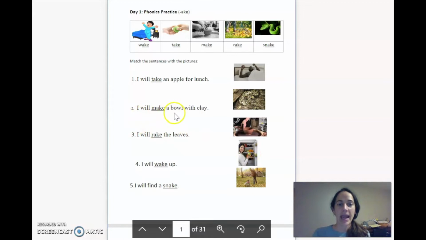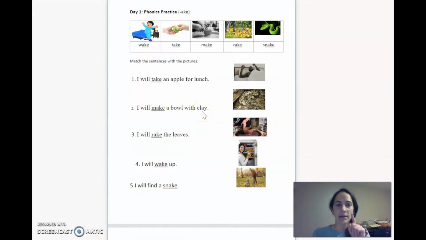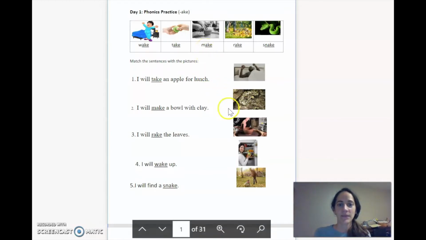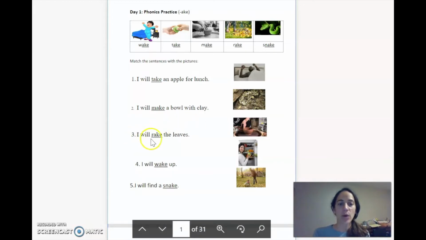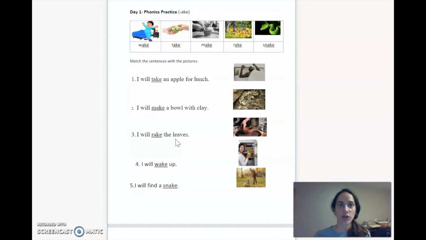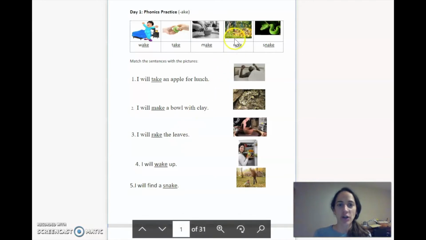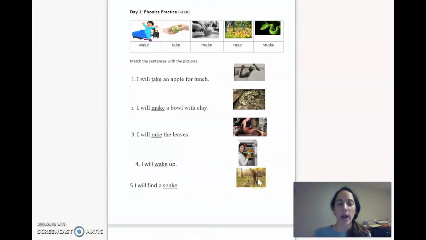Number 2. I will make a bowl with clay. You read it. Which picture shows someone make a bowl with clay? Yes, this one. Good job. Now let's do number 3. I will rake the leaves. Your turn. Good. Which picture shows someone rake the leaves? Yes, here. I will rake the leaves.